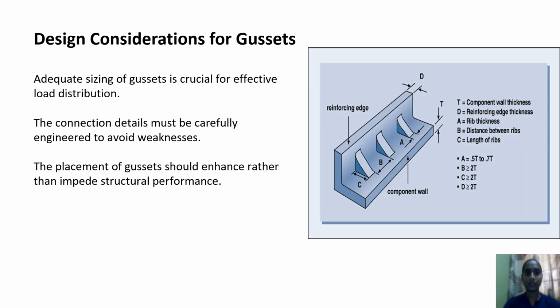Design considerations for gussets. Adequate sizing of gussets is crucial for effective load distribution. The connection details must be carefully engineered to avoid weaknesses. The placement of gussets should enhance rather than impede structural performance.